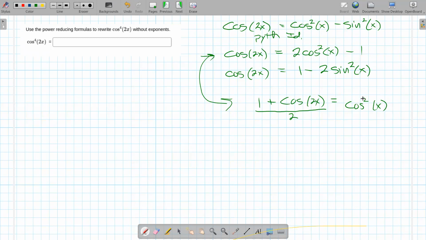Right now we have it as a trade-off. Instead of a square with an x, we now have a 2x with a fraction outside. So there are trade-offs there, but that's the power reducing formula. There's a similar one for sine.